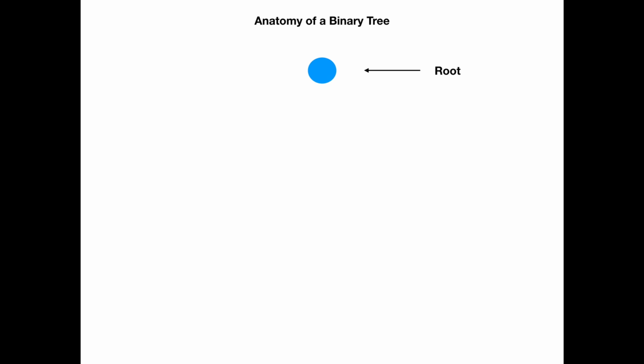So in a linked list, we used nodes to connect data, and then each node would reference the next node and then the previous node. However, in this case, our nodes are going to reference the left node and then the right node.